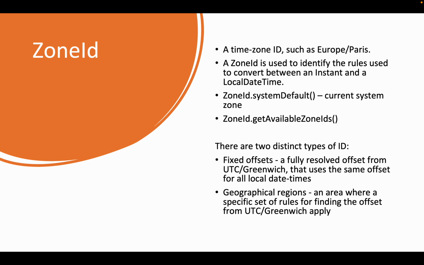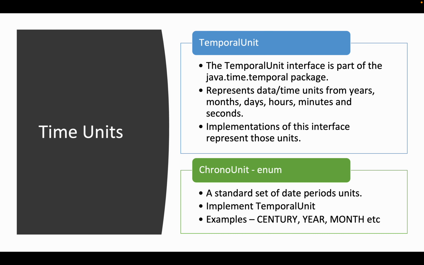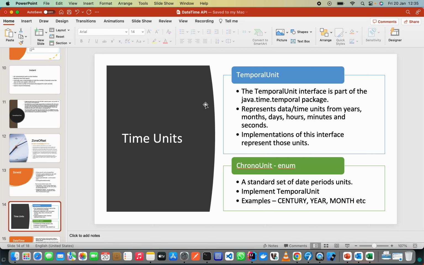Then we have geographical regions, an area where a specific set of rules for finding the offset from UTC Greenwich apply. Then we also have what you call time units. Time units, we have temporal unit. The temporal unit interface is part of the java.time.temporal package, and it represents date-time units from years, months, days, hours, minutes, and seconds. And the implementations of this interface represent those units.